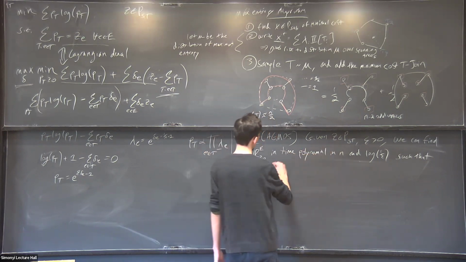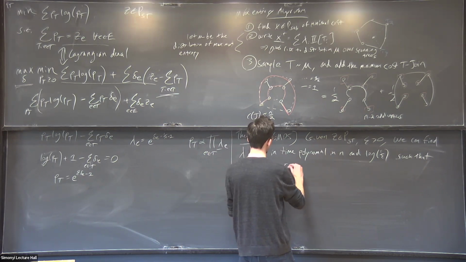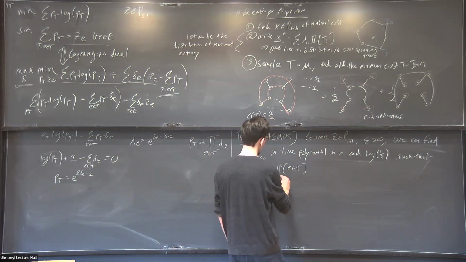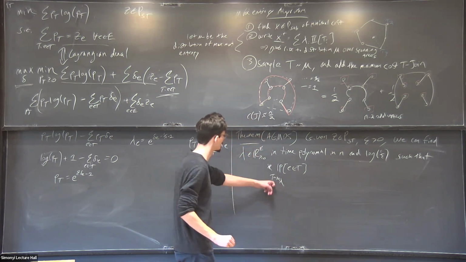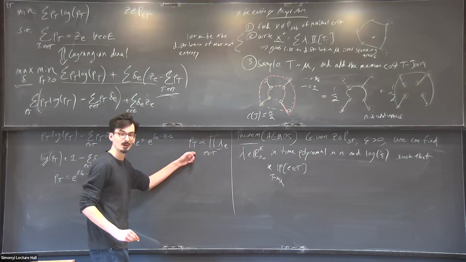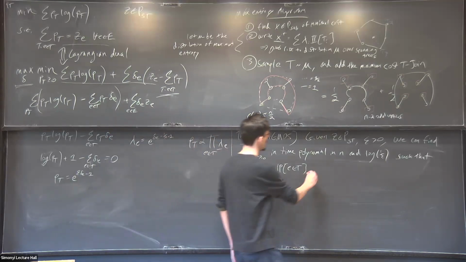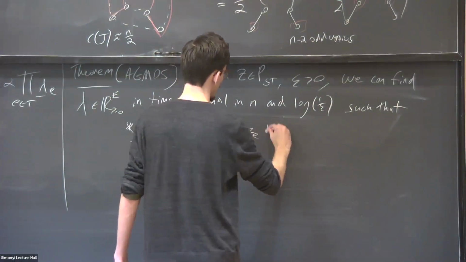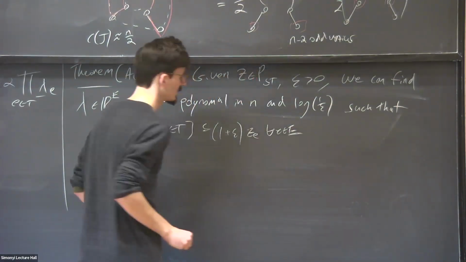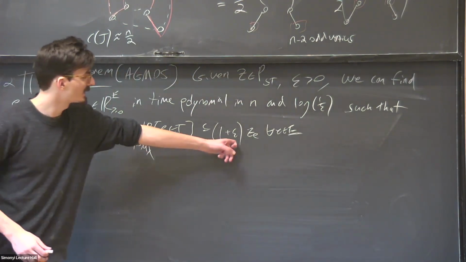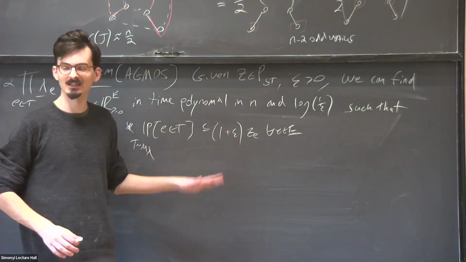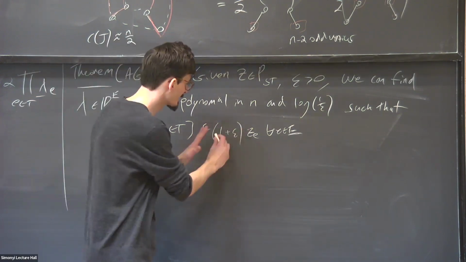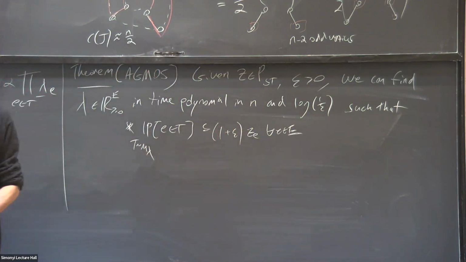In other words, the probability that an edge is in the tree, if we sample from this mu lambda distribution, which just means that this is for every tree, it's going to be at most 1 plus epsilon times z_e for all edges. And we can take epsilon to be exponentially small in n, right? So we can just ignore this and think about it as an inequality. But I will still bother you about this.